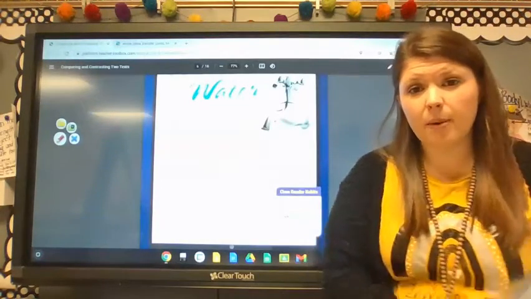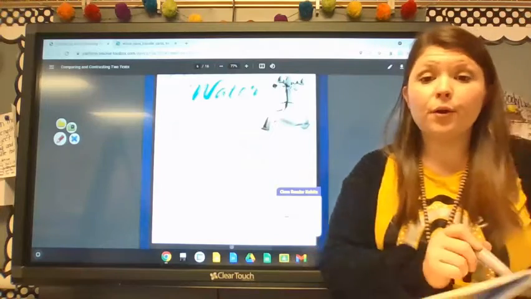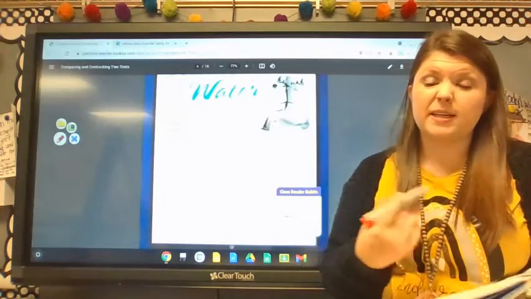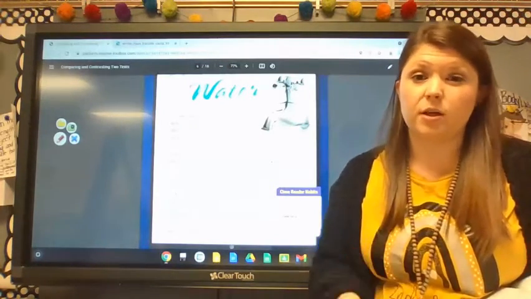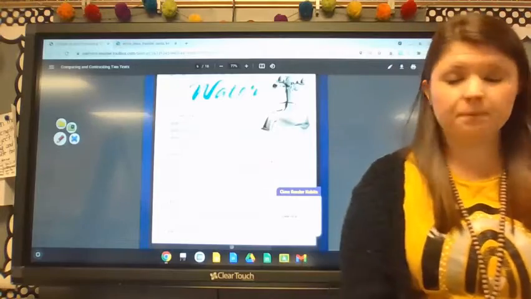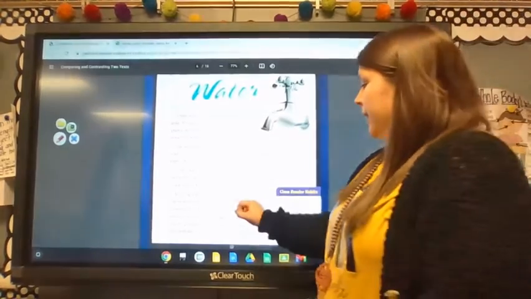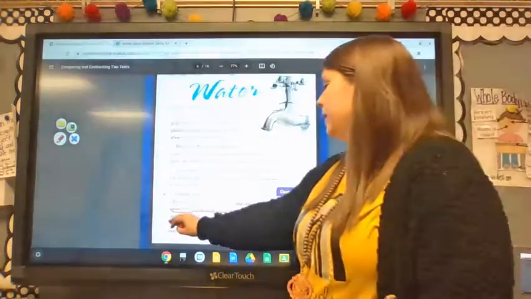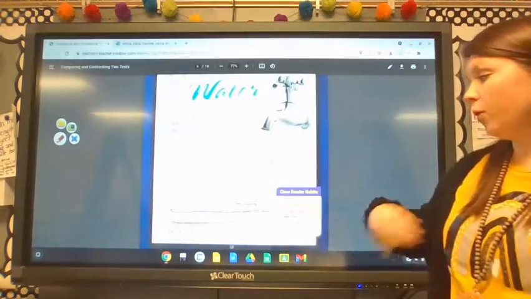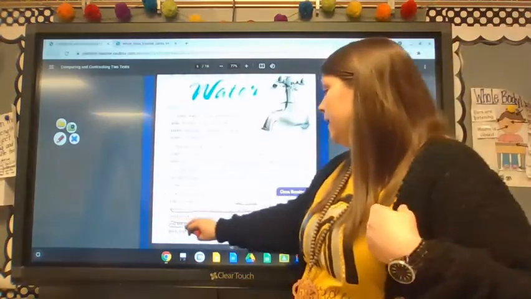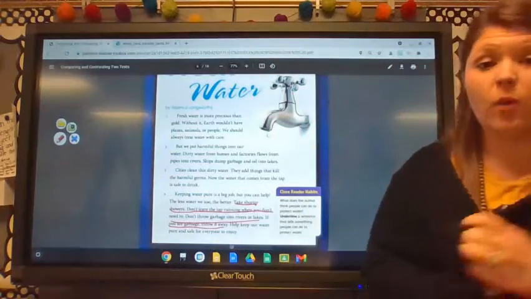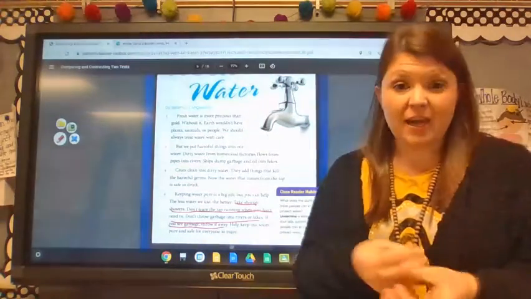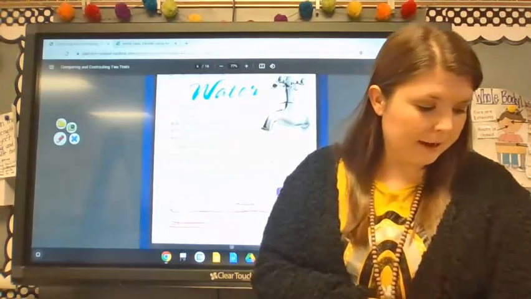So think back to that paragraph number 4 that we read. What are some of the examples that the author gave that we could do to protect water? They said we could take shorter showers, not leave the tap running when we don't need it, and not throw garbage into rivers and lakes, but throw garbage away. That could help to protect or keep our water safe, couldn't it?